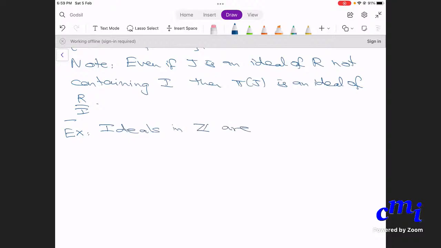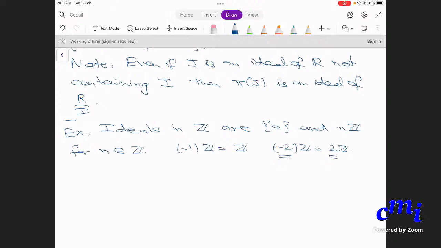We know that the ideals in Z are, there is first the zero ideal, and there is the ideal nZ for every n. Zero is also a particular case of this. So the ideals in Z are all the nZ's for n in Z: 1Z, 2Z, 3Z, or minus 1Z. Note that the ideal minus 1Z and the ideal 1Z are the same, right? Or minus 2Z and 2Z are the same, right? The generator 2 and the generator minus 2 give you the same ideal of Z. Okay, we know that these are all the ideals in Z.